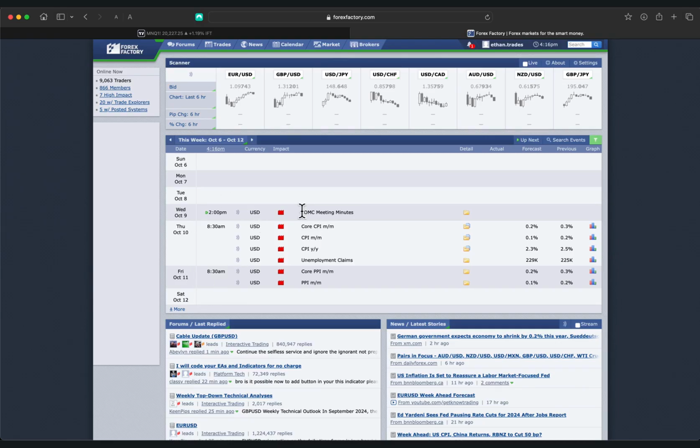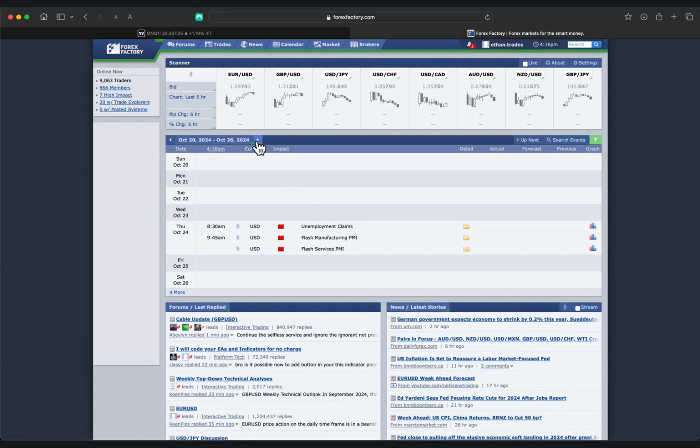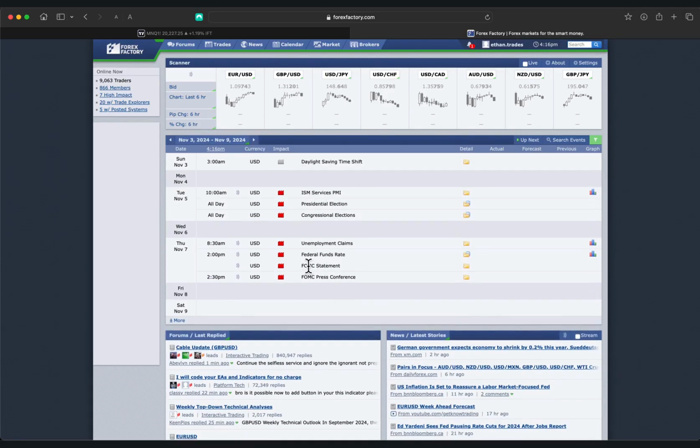And just for reference, FOMC meeting minutes is not the same as FOMC statement. So for this one, you can just treat this as a regular red folder. The only time you should be looking for one of the big three is if it says FOMC statement. And so here I can just go and show you one. Right here, it's going to say FOMC statement.